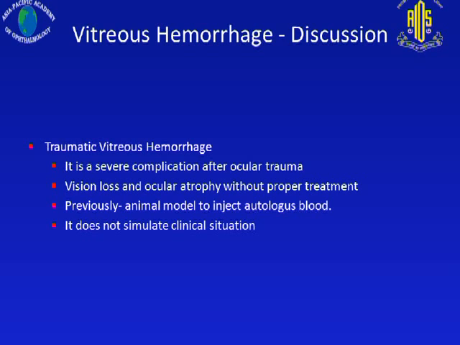It's a severe complication after ocular trauma. Vision loss and ocular atrophy will eventually occur without treatment. We had studied vitreous hemorrhage by injecting blood into the vitreous cavity. However, it does not simulate the clinical situations.